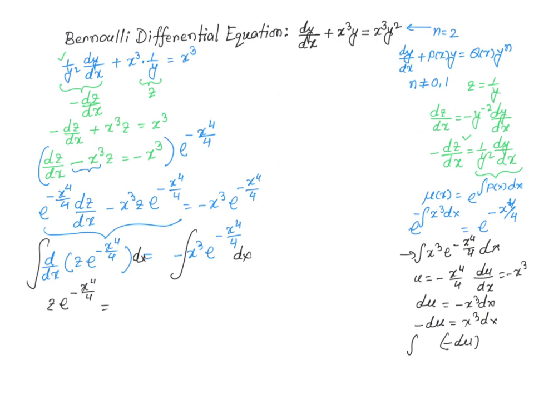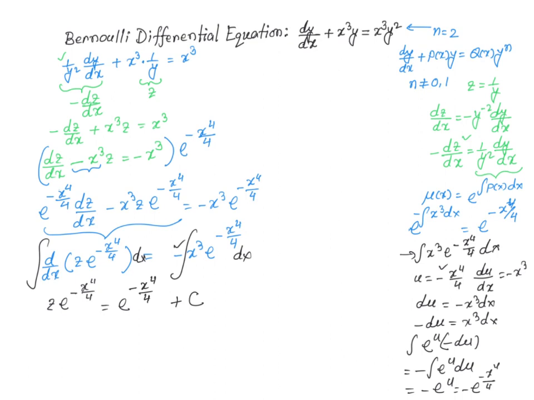Then e to the power u, which is going to be negative integral e to the power u du, and that's nothing but negative e to the power u, that is negative e to the power negative x to the power 4 over 4. Here it is negative, and the negative is going to make it positive, so that's going to be e to the power negative x to the power 4 over 4 plus the arbitrary constant c.